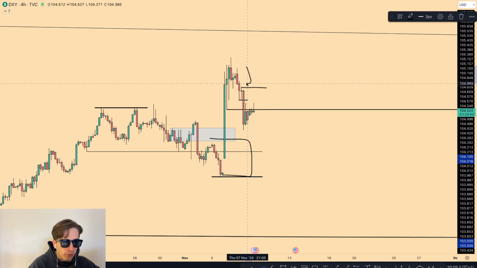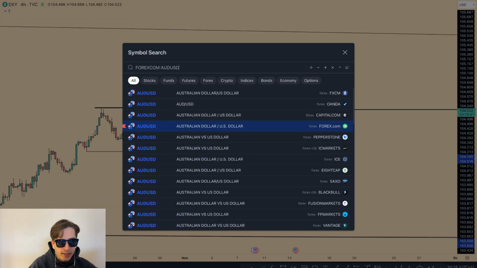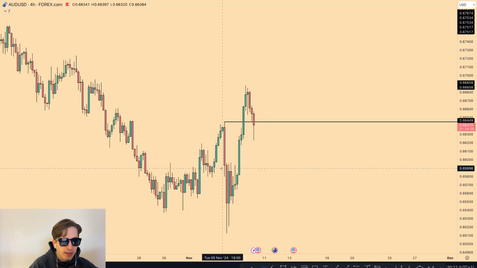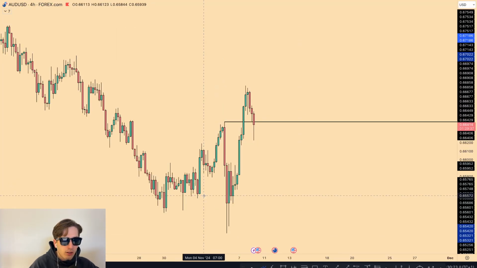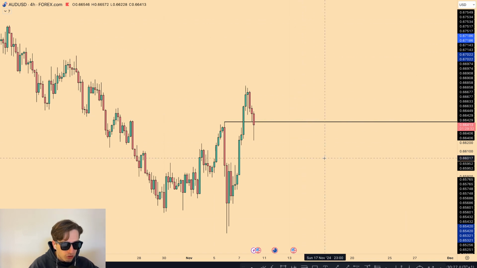But for now what I'm waiting for is the fractal high to break. That is when I'll have more confidence at looking at dollar bullishness, and then for example EURUSD shorts. Going into AUD/USD next. So AUD/USD has pushed back down. Remember yesterday I was looking, and I did mention we could see potential shorts.